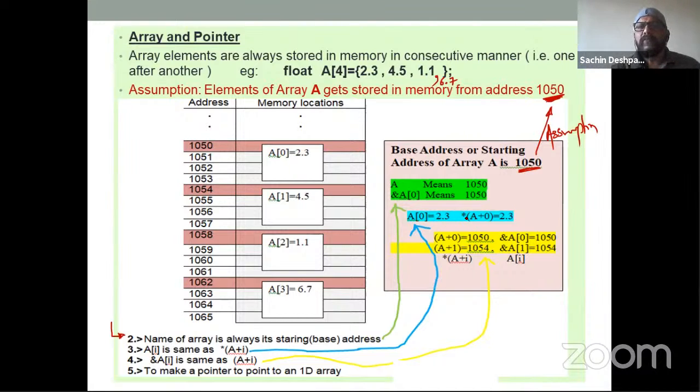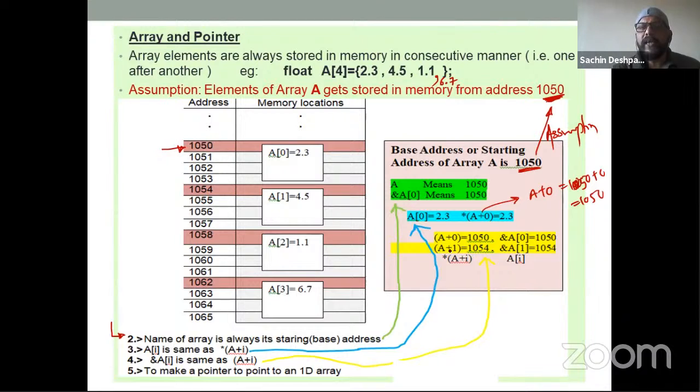And that is the reason if I write down asterisk (A plus 0). So now if I ask you what is A plus 0, A is 1050, so 1050 plus 0 is 1050. And the value sitting at address 1050 is the value of A of 0, which is 2.3.